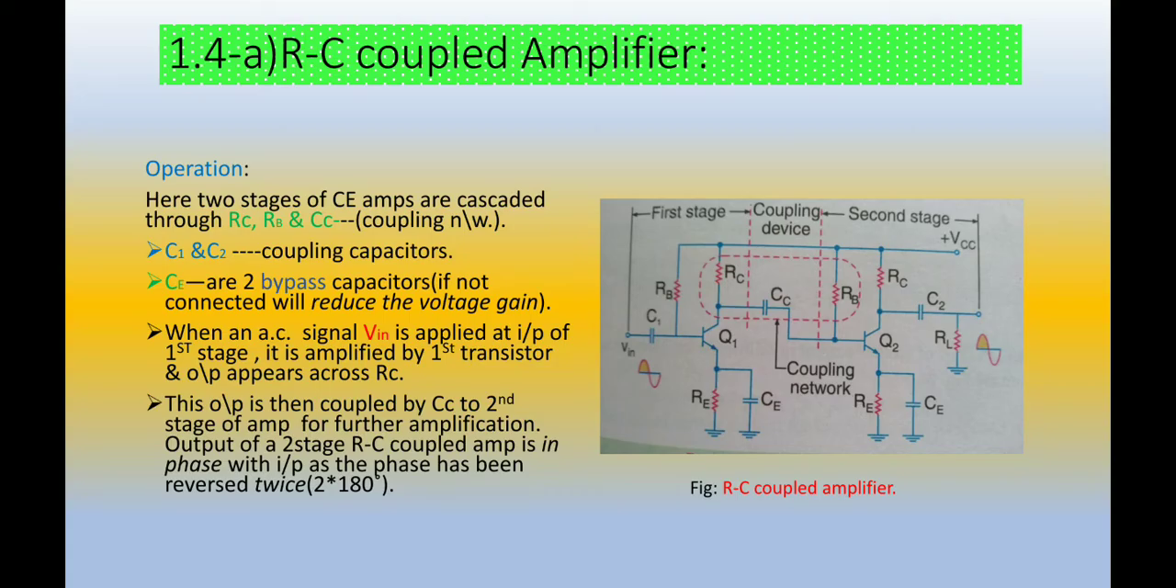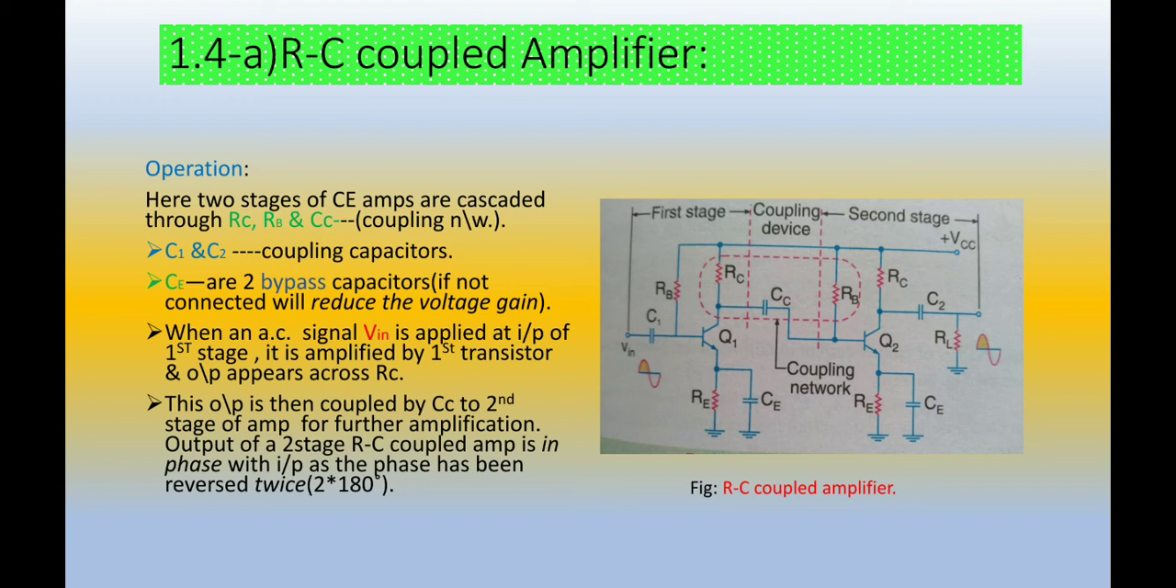RC coupled amplifiers. Here we see two single stage RC coupled amplifiers with the coupling components RC, CC and RB. The capacitors C1 and C2 are the coupling capacitors. C1 couples the input and C2 couples the output at the RC to output.